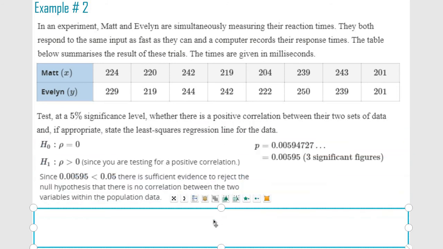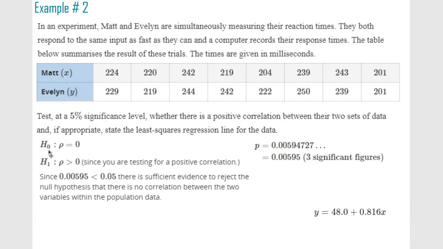So here, well, I guess I kind of gave it away. All right, so your null and alternative hypothesis. Since we're testing for a positive correlation, we want p to be greater than 0. So p equaling 0 is no relationship. All right, we do our linear regression t-test. We get 0.00595. Therefore, it is smaller than 0.05, so there is enough evidence to reject this one. So state that there is some type of relationship. So therefore, we can do the least squares regression line.